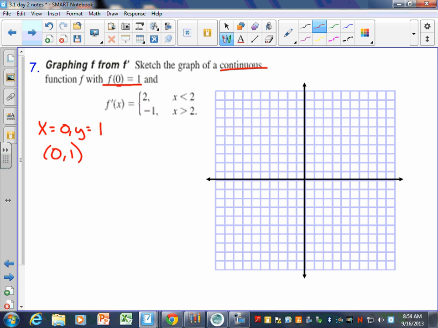And then this is the calculus part of it. They're telling us the derivative when x is less than 2, when x is greater than 2. And notice the derivative is just a number, which means we can make this graph just a constant slope. The fact that they tell us it's continuous and the fact that they give us a point gives us a place to start. So I think we should start with the point that they give us. At 0, 1, make a point on your graph. At 0, 1.